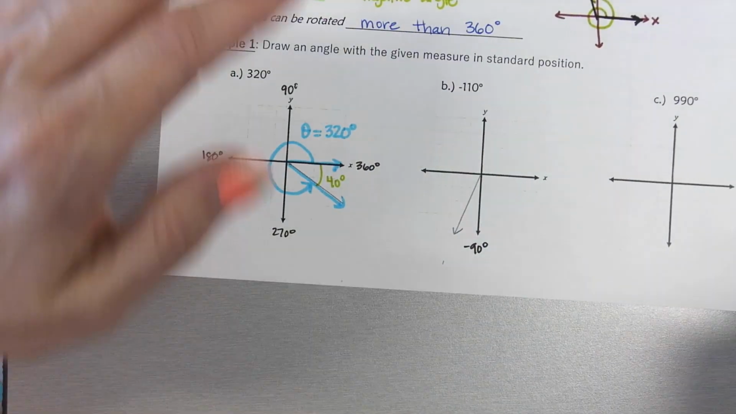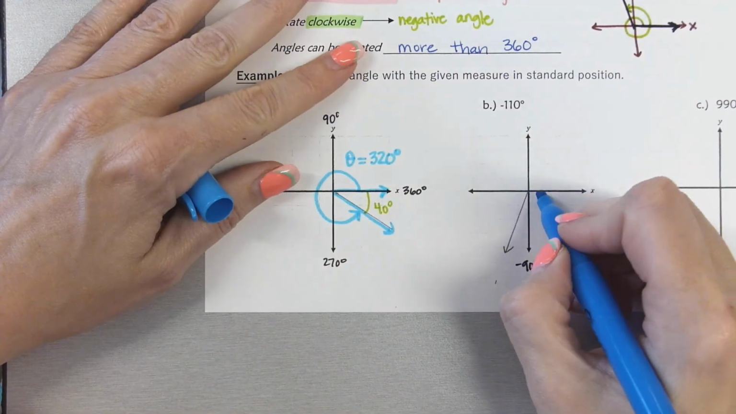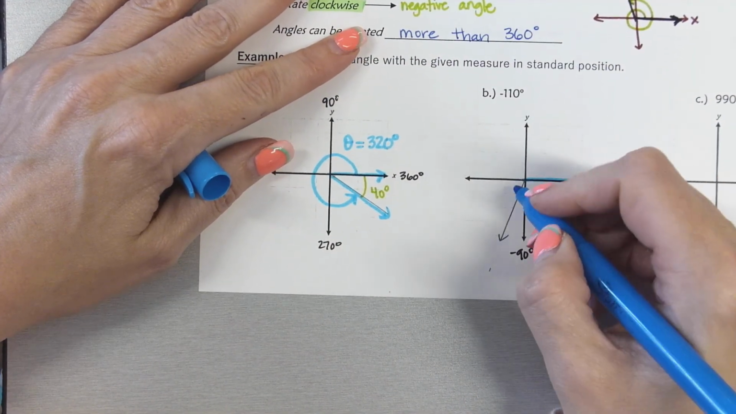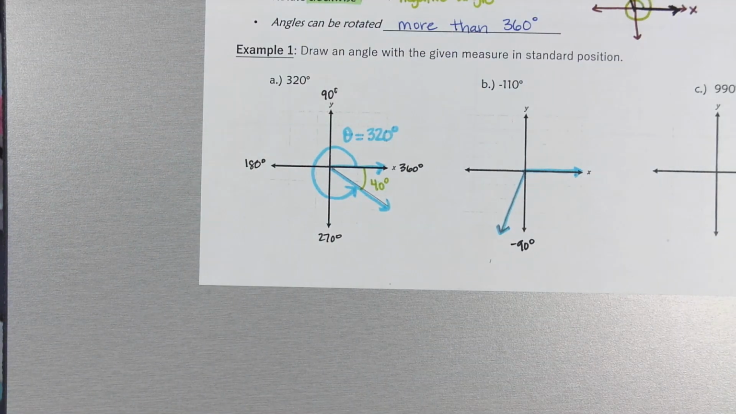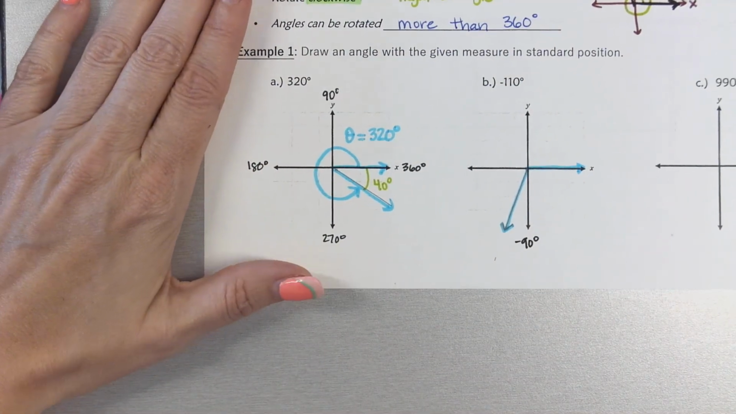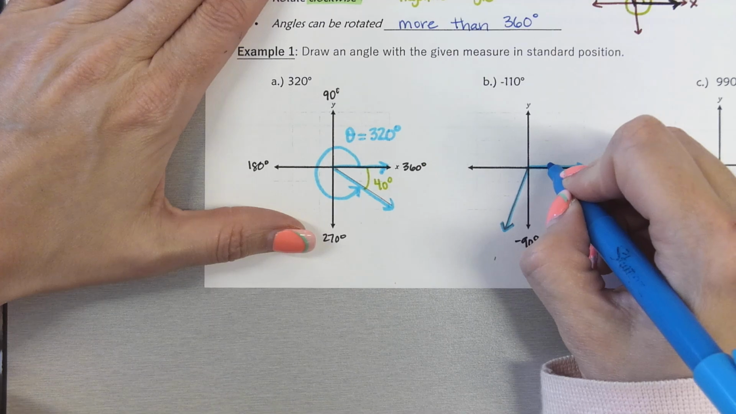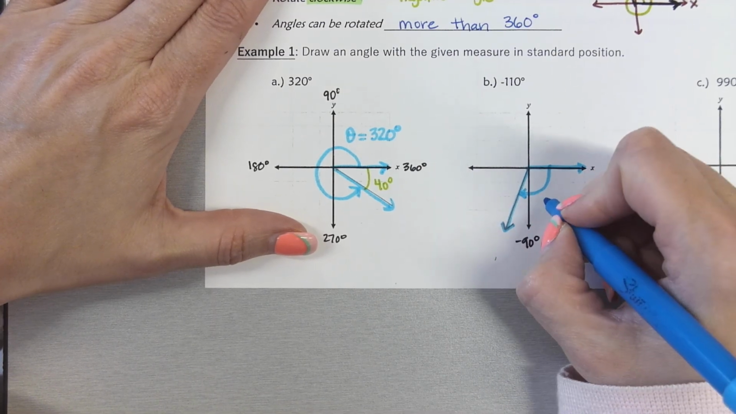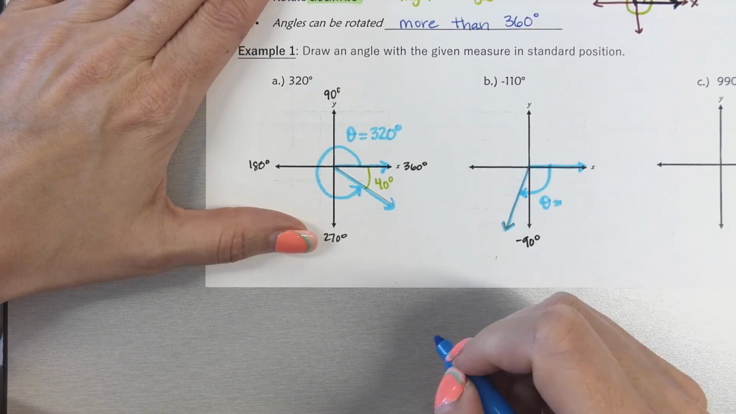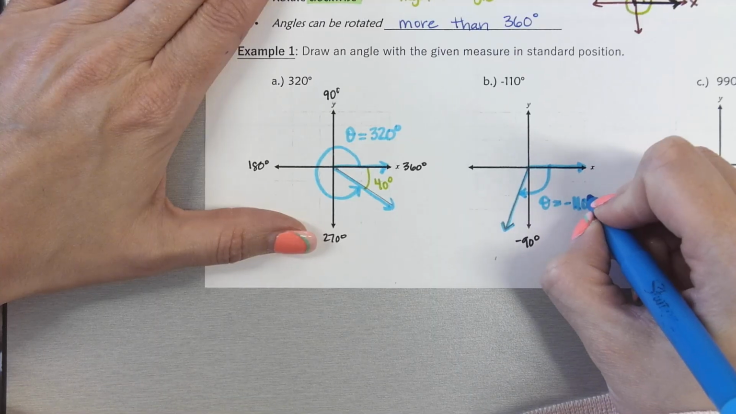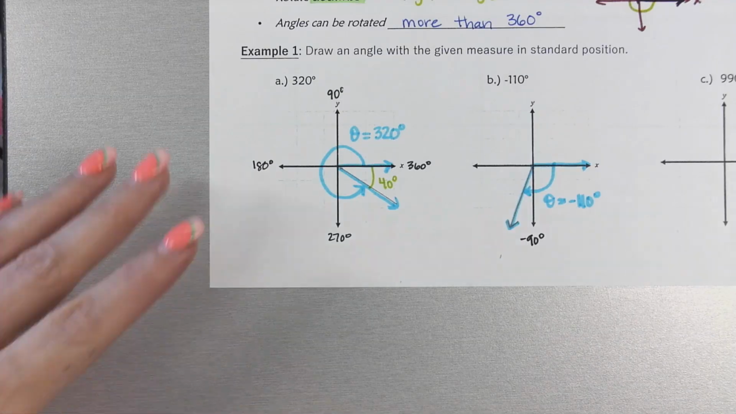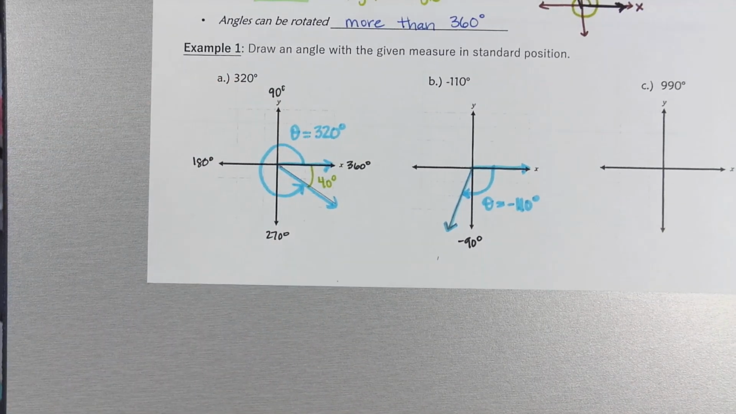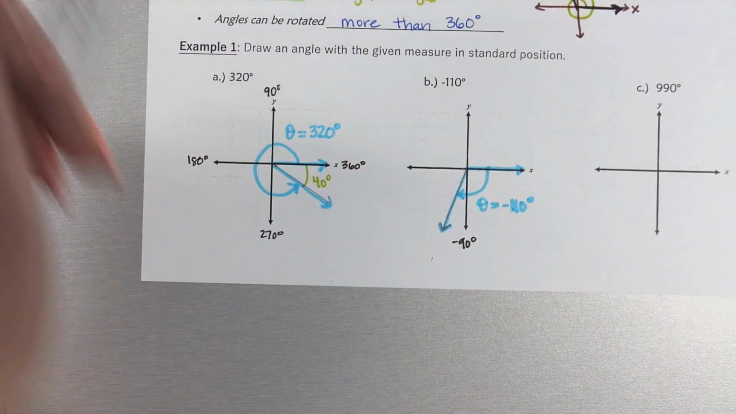Okay, so then the initial side is here. This is where your terminal side should be. And then you have to use the arrow to show what direction. So it starts at the initial side. Okay, so theta is equal to negative 110. And all you need to have on there is what I have in blue. But if you want to write those on there, you can.